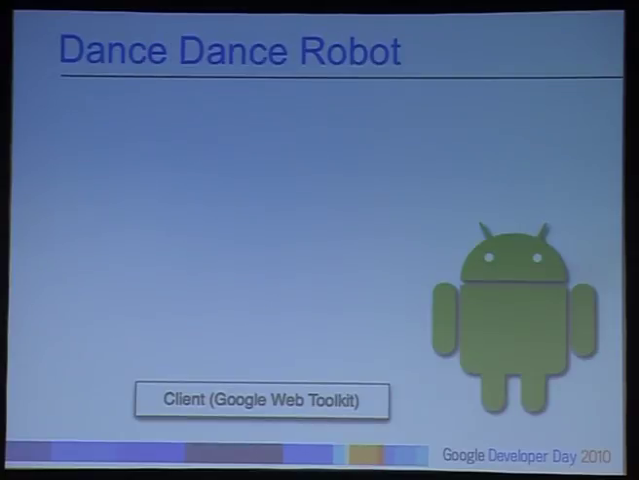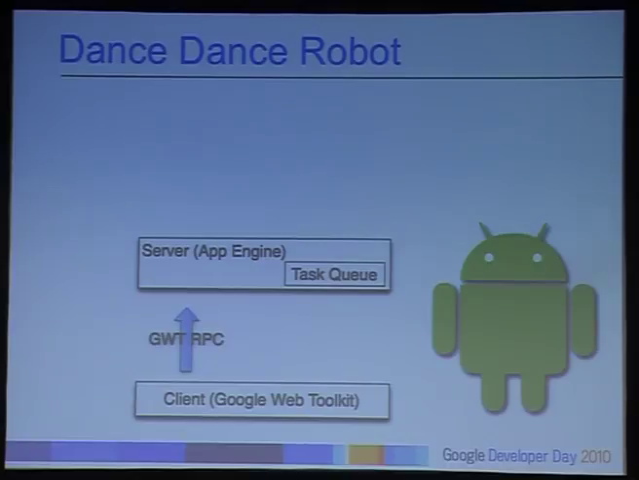So here's what the architecture looks like for this little demo, Dance Dance Robot. It's a Google Web Toolkit application. It does use some GWT RPC. It didn't really have to. It could have used the channel API, but this game was set up this way. That connects to a server, in this case App Engine, which has task queues for background processing. And then communication back down to the client happens via the channel API.